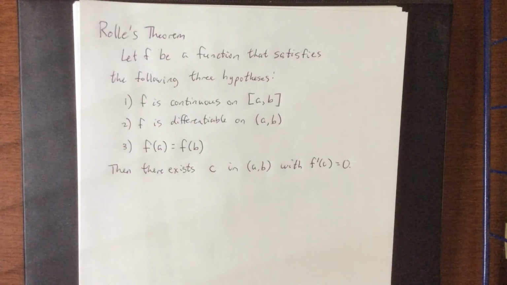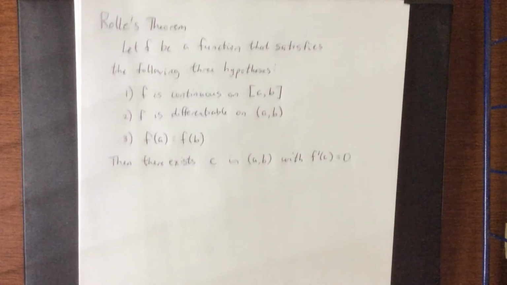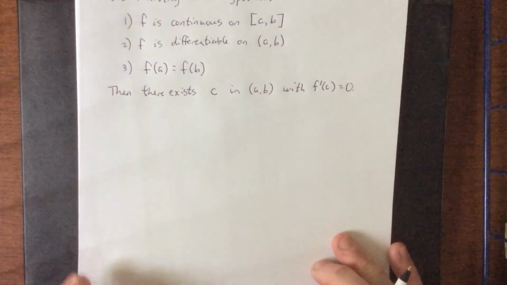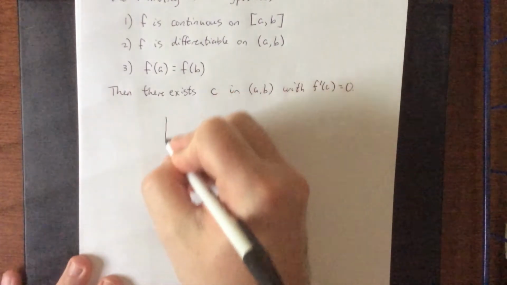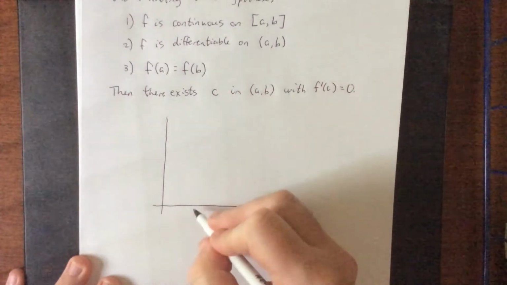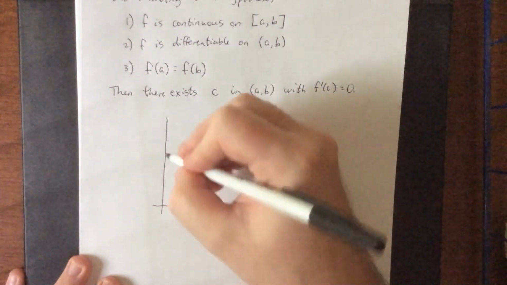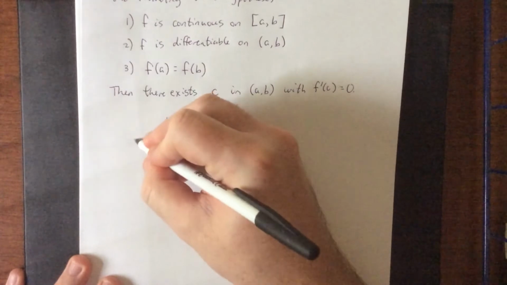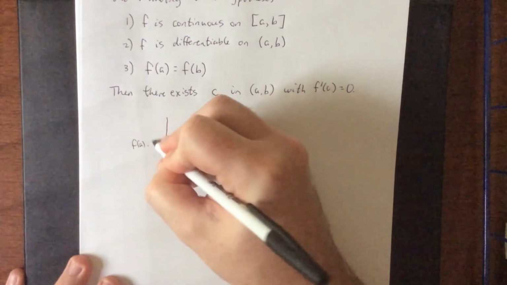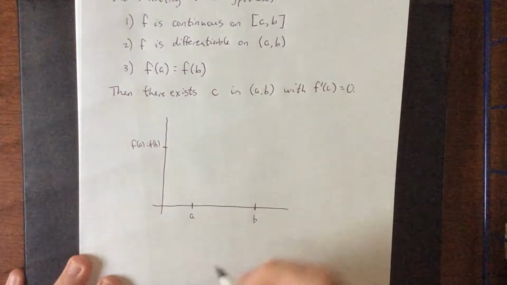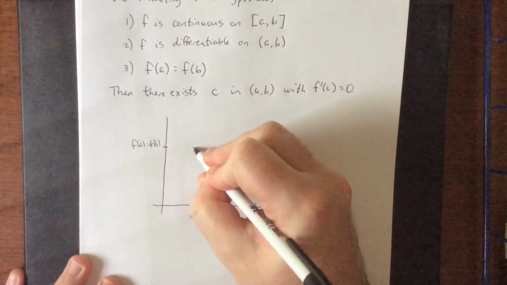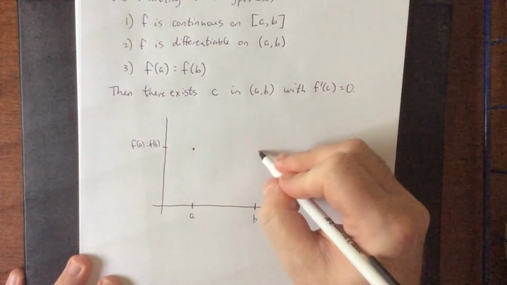Now, this becomes a little bit easier to understand once there is a picture associated with it, so I'd like to draw you a graph of what Rolle's theorem is actually trying to communicate. So suppose that you have two different x values, we'll call them a and b, and then we have a y value for both of them. So f of a is the same as f of b. So the ordered pairs that we have are right here and right here.